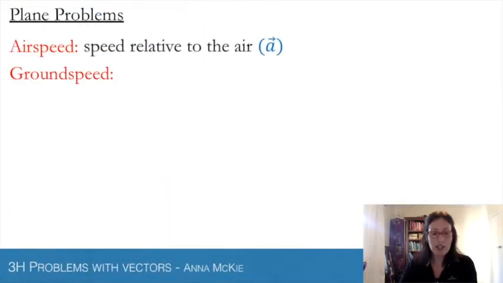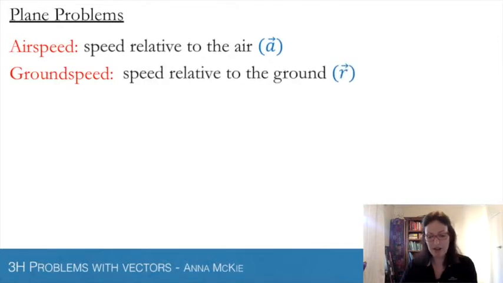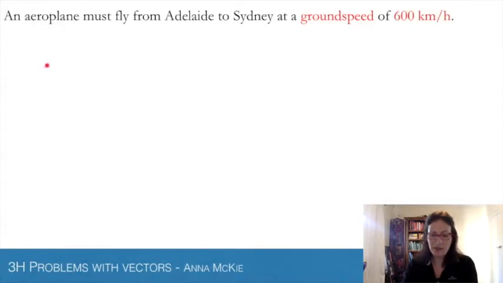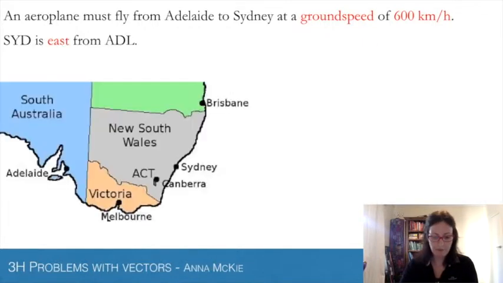Some of the terminology to be aware of: airspeed is relative to the air and ground speed is relative to the ground, often represented by A and R. So here we are. If we have an aeroplane that must fly from Adelaide to Sydney at a ground speed of 600 kilometres an hour. So try and imagine this. Sydney, let's say approximately, is east of Adelaide.